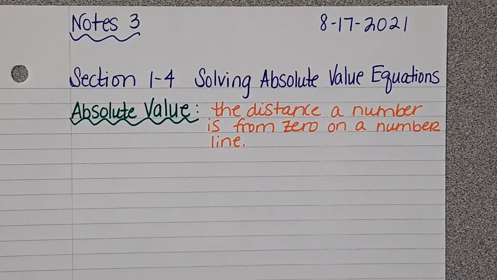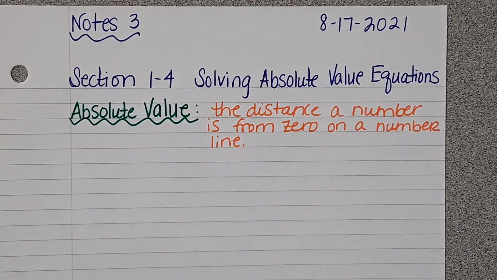How far away is negative 5 from 0? 5. How far is positive 5 away from 0? 5. How far is positive 100 away from 0? 100. Negative 100? 100. So it's that distance away from 0.